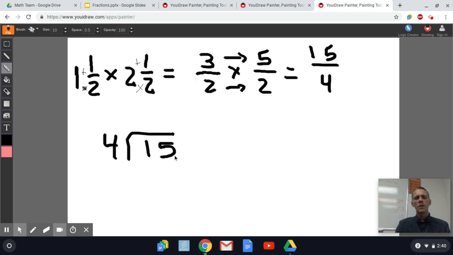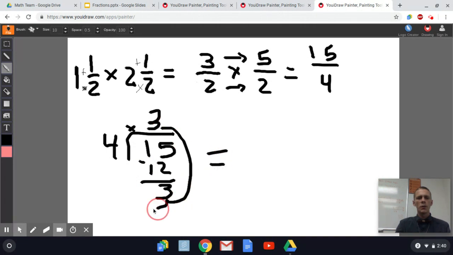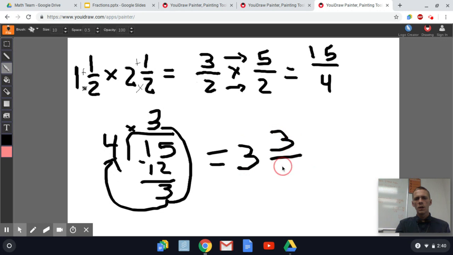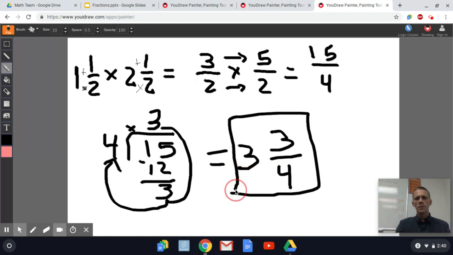Now 4 can go into 15. Let's say, what, 3 times? Because 4 times 3 gives us 12. Do your subtraction, and you're left with 3. So your mixed number would be 3 and 3/4. So your final answer is 3 and 3/4. And you're done. And that is how you multiply fractions, everybody.